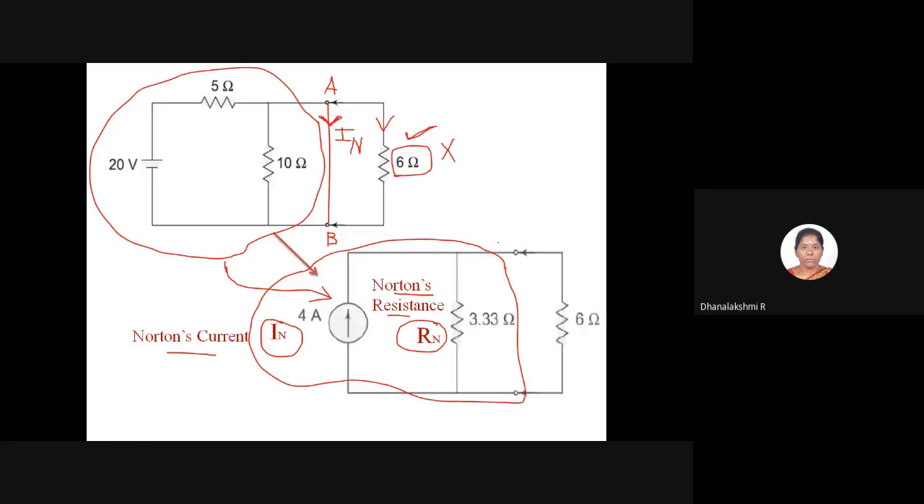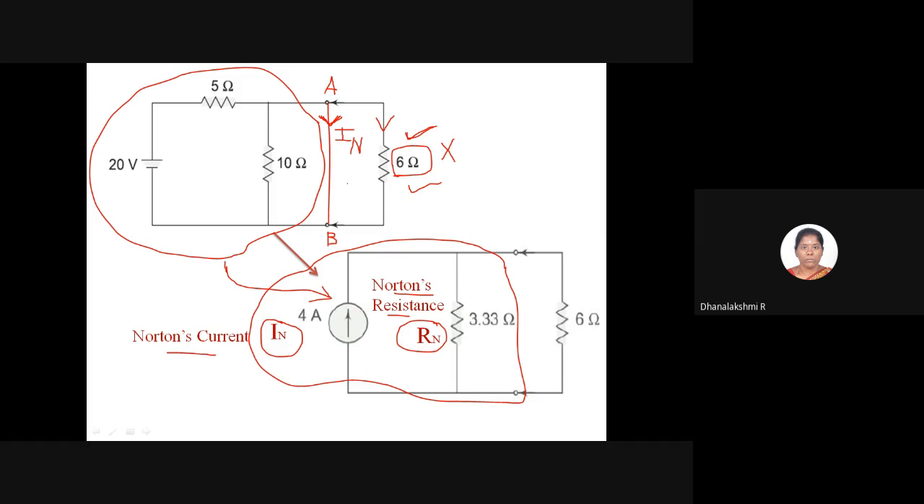For that, let me go back to the original circuit. So this is the circuit given to us. Again in the circuit, we have to remove the load resistor, and for finding the Norton resistance, we have to make the terminal AB open. Only for finding the Norton's current will we short circuit the terminal AB. But for finding the Norton resistance, don't short circuit. It should be kept open. For finding equivalent resistance, don't short circuit the terminal. Only for finding current, we have to short circuit the terminal.